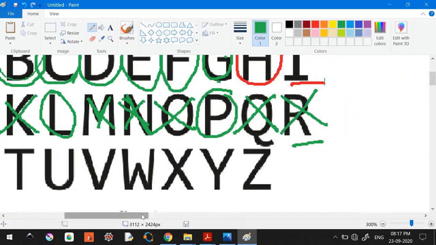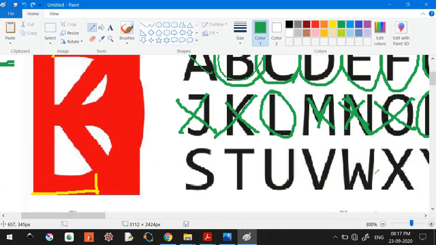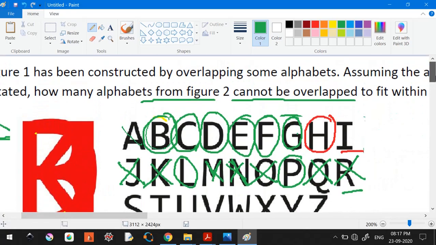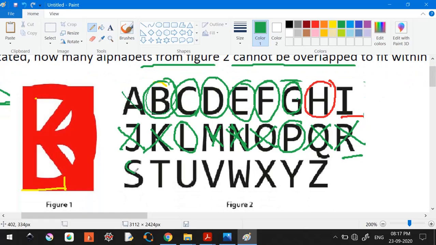Where is it? Yes, let's see. S needs this curvature, which will, if I assume like this, still, no, I don't think so. No, cross it. T needs the center line. Center line is definitely not possible.